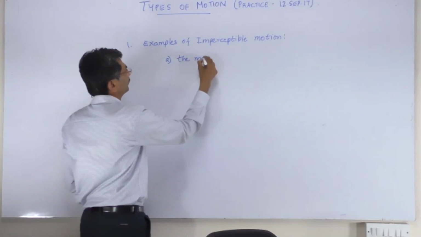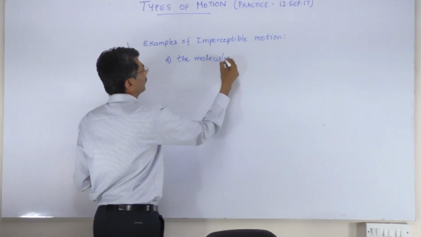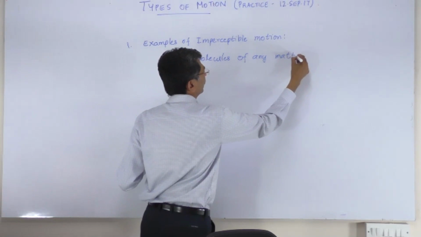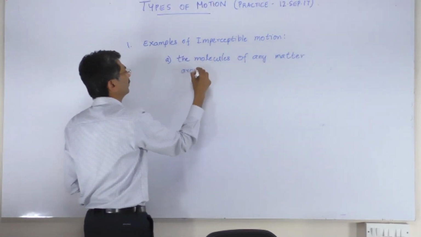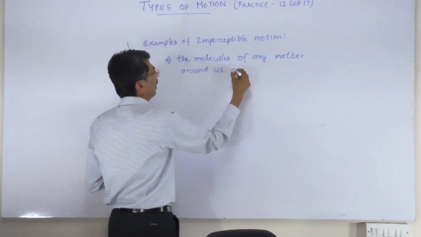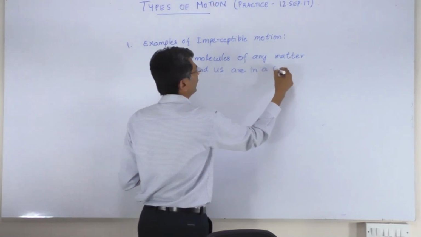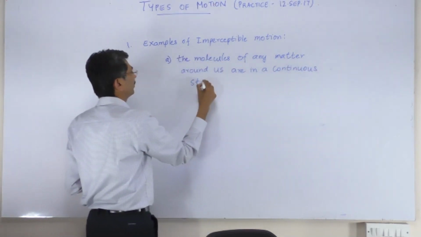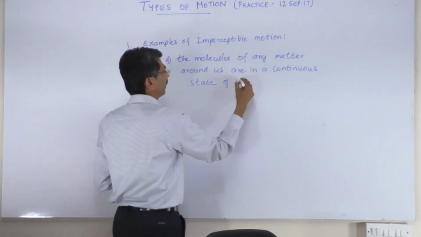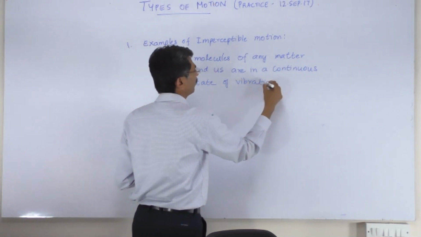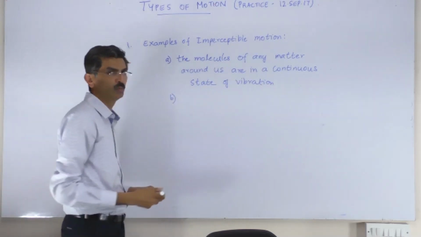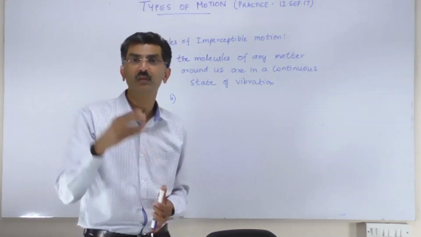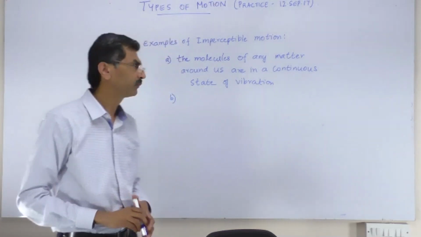So the first example is the molecules of any matter around us are in a continuous state of vibration. So all the molecules in any matter that you see around you are in a continuous state of vibration. But it is imperceptible because we do not see it. We cannot see it easily.